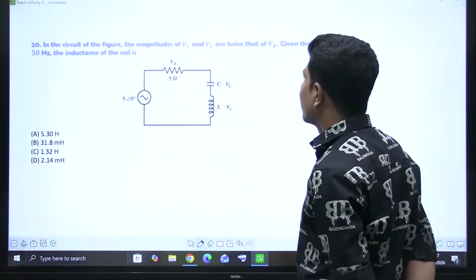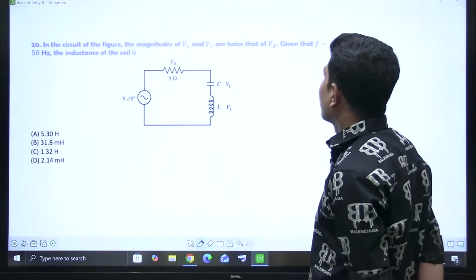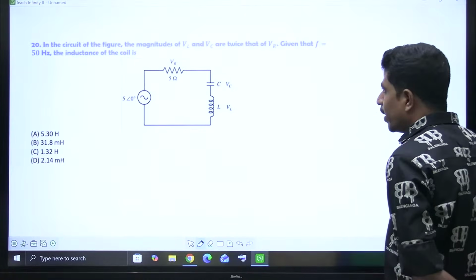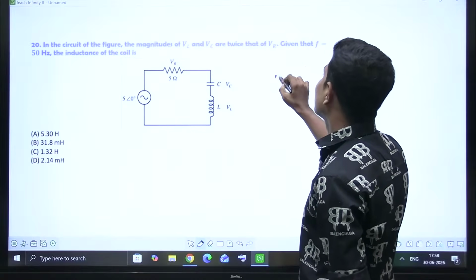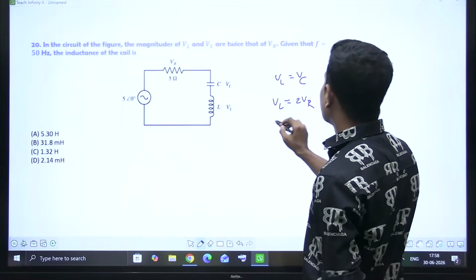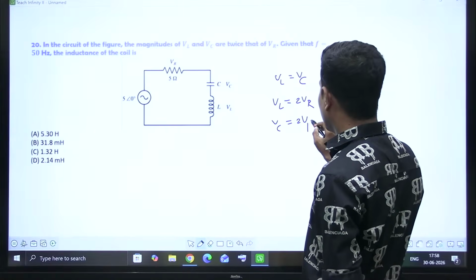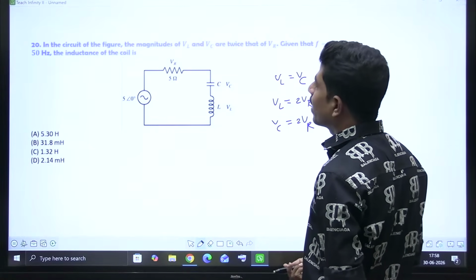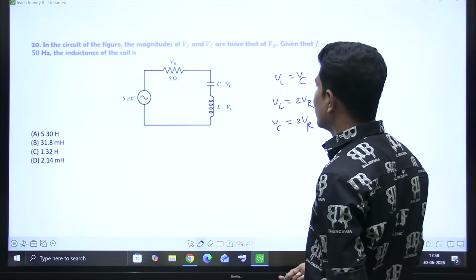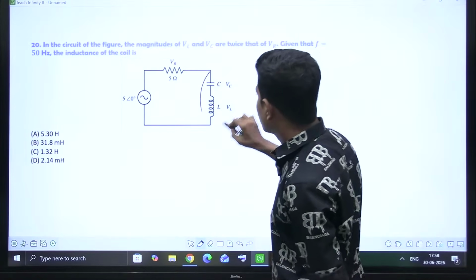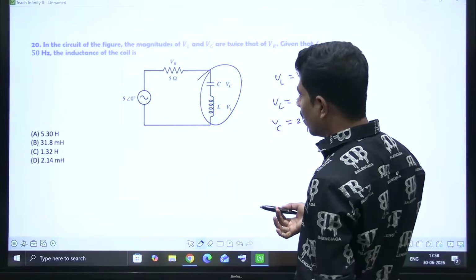In the circuit shown in the figure, the magnitudes of VL and VC are twice that of VR. Indeed, he is saying one thing: VL is equal to VC. Why? Because VL is equal to 2 times VR, and VC is also equal to 2 times VR. Indirectly, VL is equal to VC means the circuit is under resonance. Given that f is equal to 50 hertz, the question asks about the inductance L of the coil, right? These two voltages will be exactly equal and they will get cancelled.